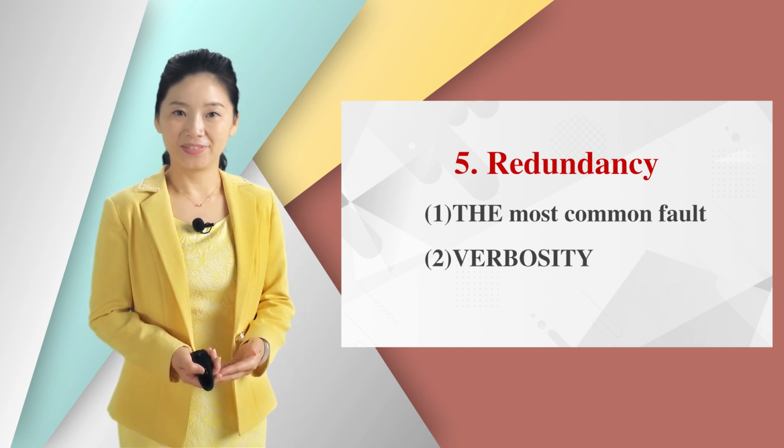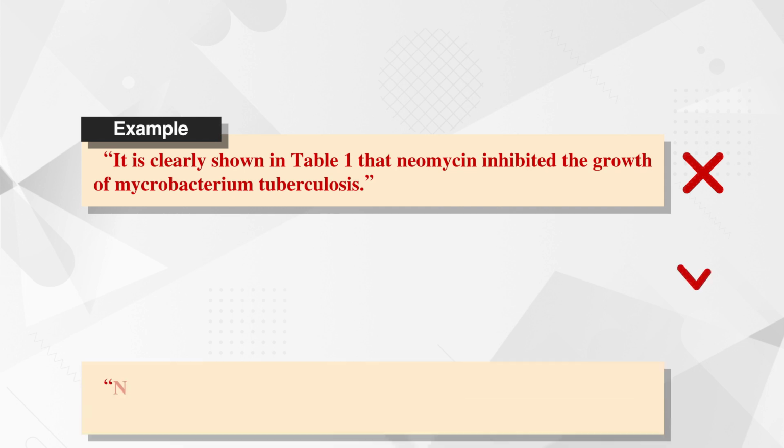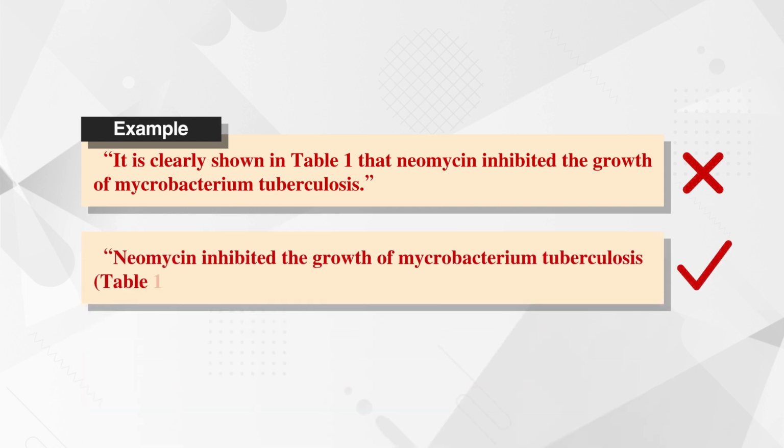For example, "It is clearly shown in Table 1 that neomycin inhibited the growth of Mycobacterium tuberculosis." This statement could not be acceptable. The proper expression should be like this: "Neomycin inhibited the growth of Mycobacterium tuberculosis, Table 1."